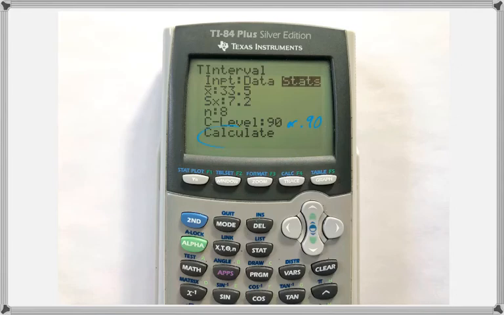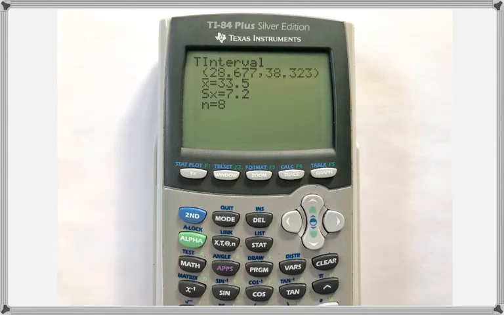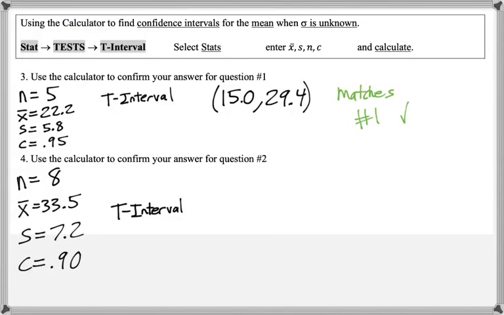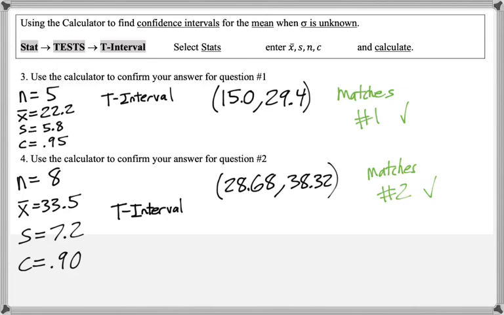So then press calculate, and our confidence interval rounded to two places is 28.68 to 38.32. So that is our confidence interval, and that does match the answer that we got on number 2 when we solved it by hand.